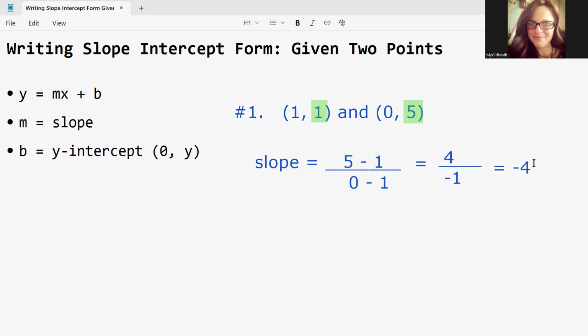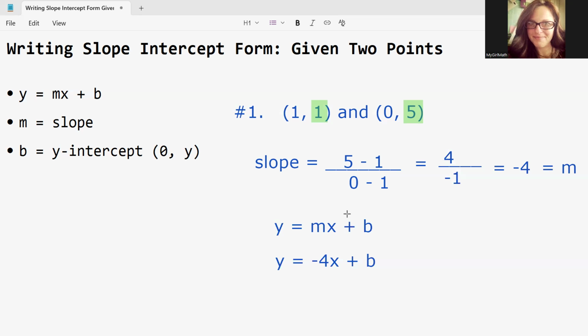M in our y equals mx plus b is -4. So we found the slope, -4. Now we need the y-intercept, b.